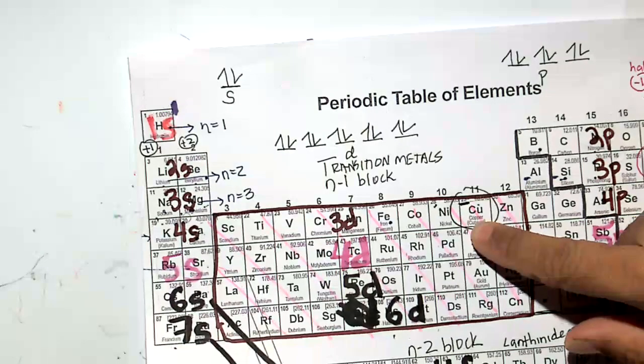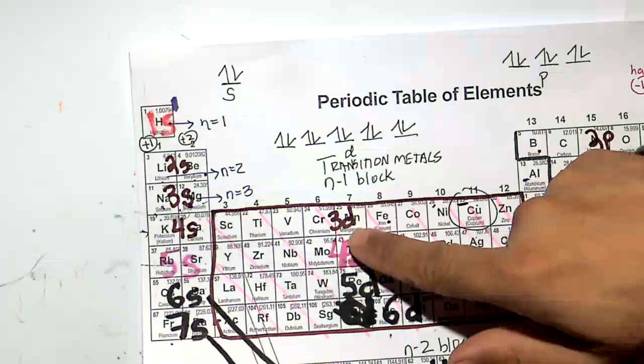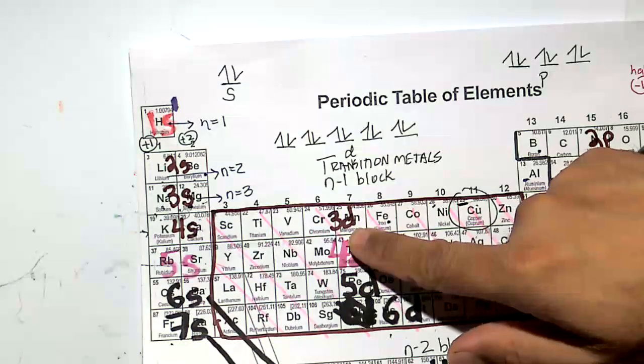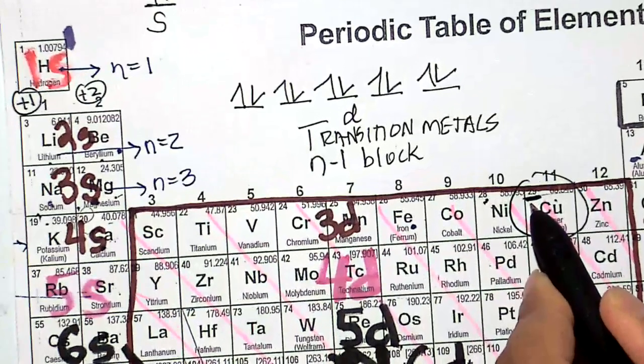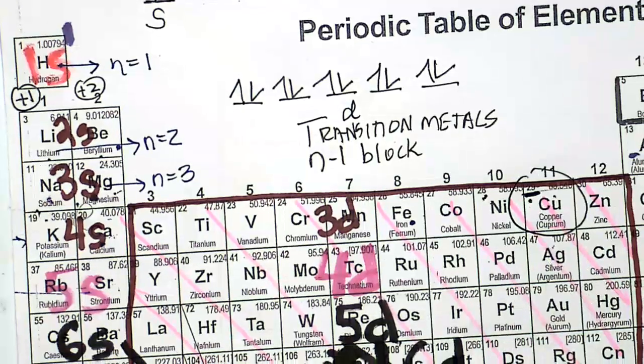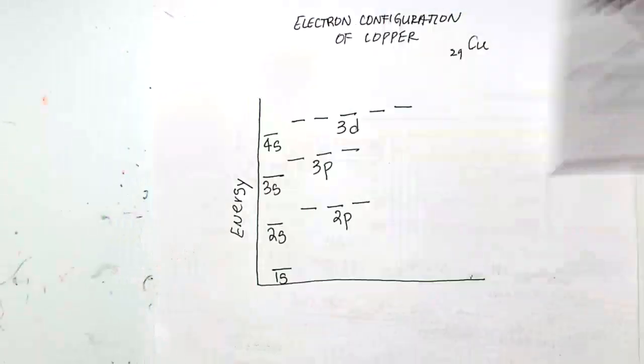Okay? So what period is copper in? Period 4. And what block is copper in? It's in the 3d block, right? 3d block. All right, and we have 29 electrons. So you can count with me: 29.